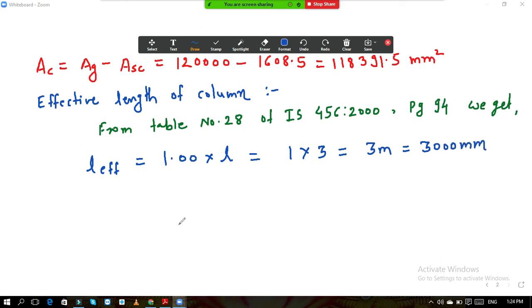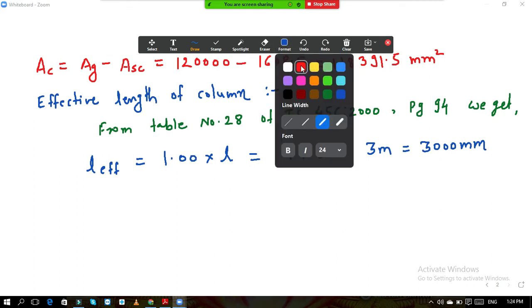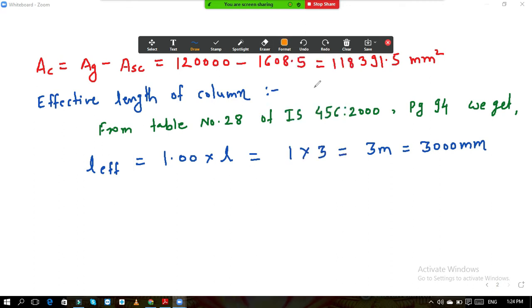Okay. Now the rest of the steps are same as per the previous problem. Only this is the new step: when the condition is given in the problem, how to calculate the effective length. This is the only new part which we have added over here. The rest of the things are same.